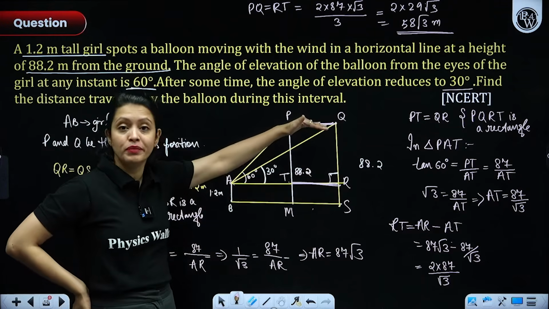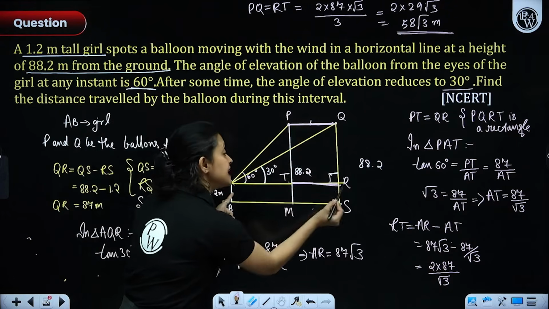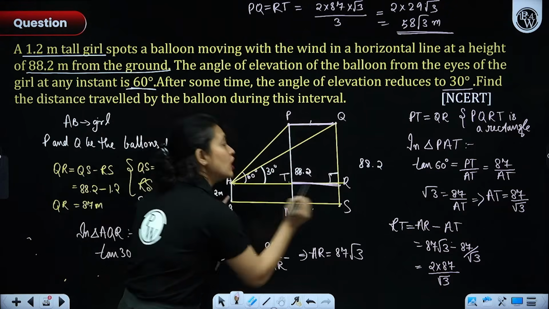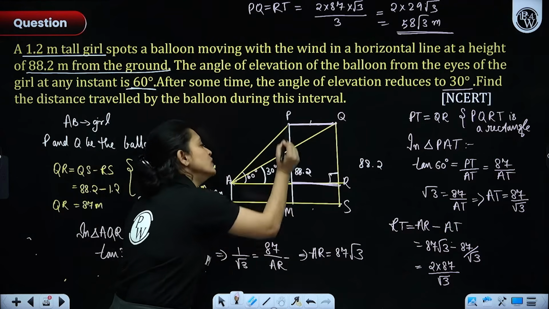How can you figure out PQ? PQ can be figured out by figuring out TR. How can you figure out TR? TR is AR minus AT. How can you figure out AR? So you will use this triangle. How can you figure out AT? You will use this triangle.